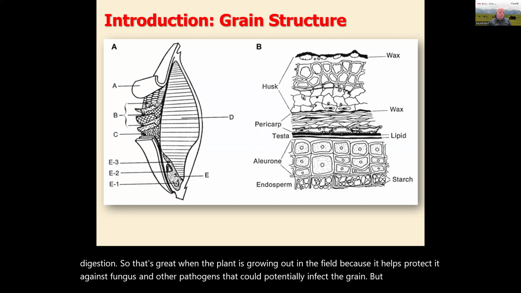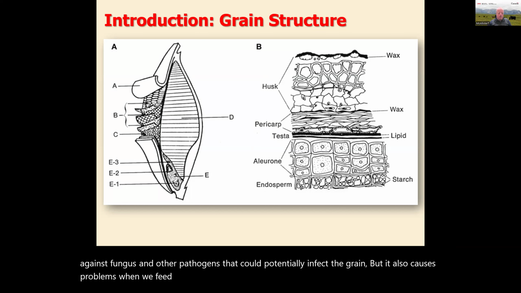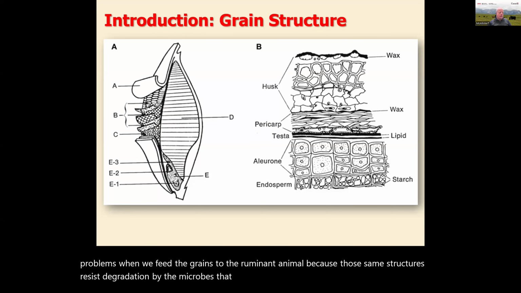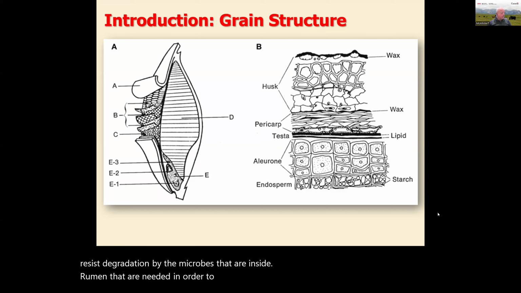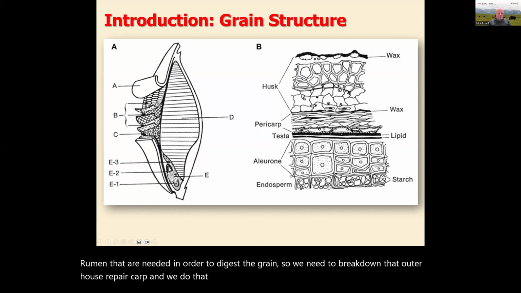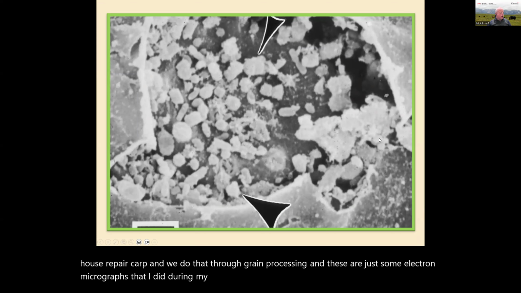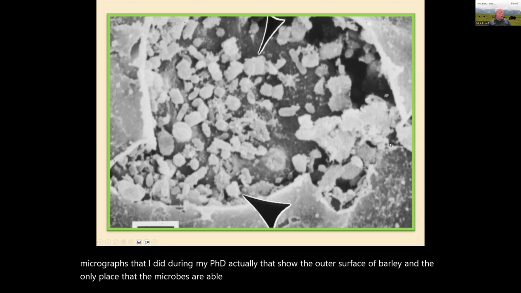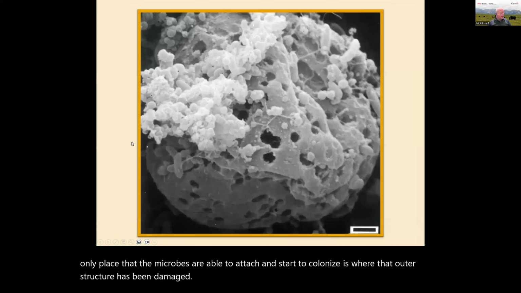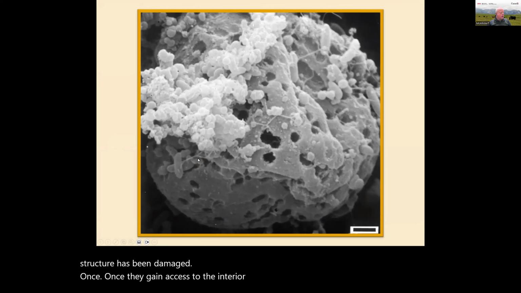But it also causes problems when we feed the grains to the ruminant animal, because those same structures resist degradation by the microbes inside the rumen that are needed in order to digest the grain. So we need to break down that outer husk or pericarp, and we do that through grain processing. These are electron micrographs that I did during my PhD that show the outer surface of barley. The only place that the microbes are able to attach and start to colonize is where that outer structure has been damaged. Once they gain access to the interior, the microbes can readily attach and start to digest the starch that's there.